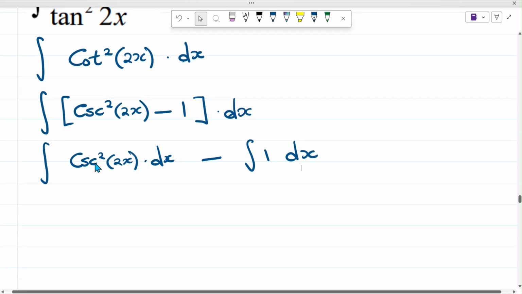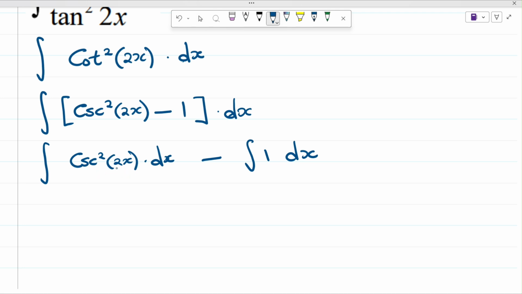Then we ask ourselves, okay, definitely this one we can say that something was differentiated for us to get cosec squared. But we can't make that conclusion without having the derivative of the argument next to this trig function, right? So what is the derivative of 2x? It's just a 2.